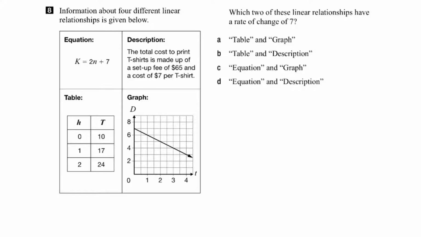In this question, we're given 4 different representations of linear relationships and asked to determine which of them have a rate of change of 7.